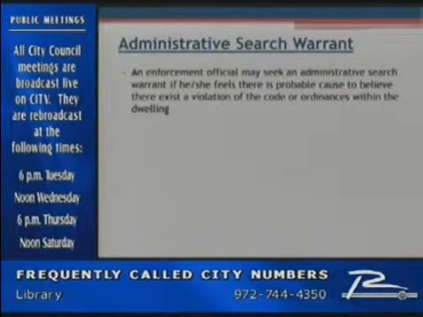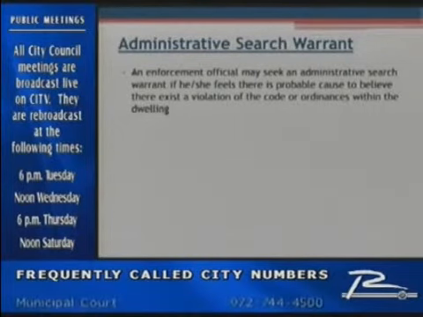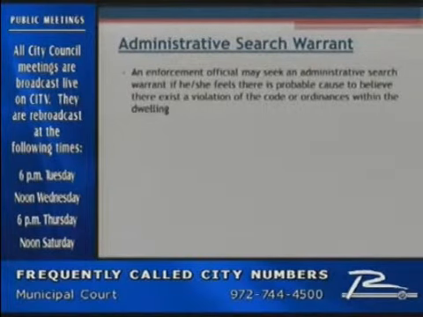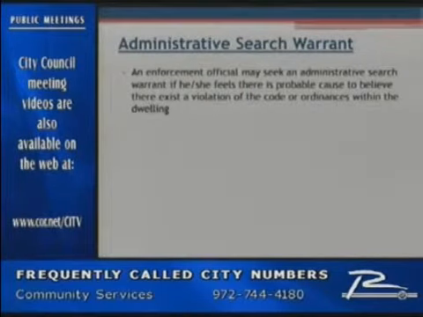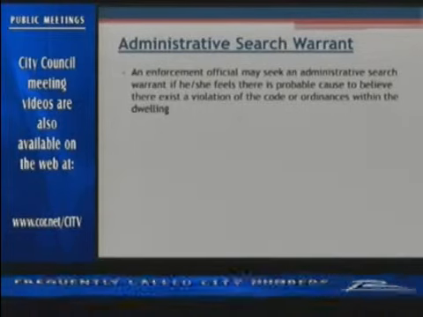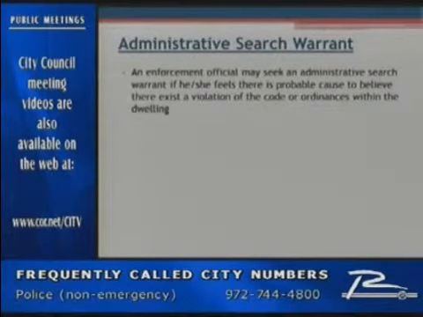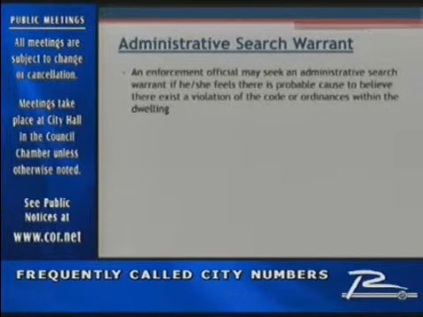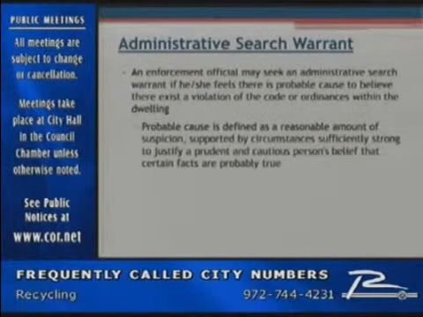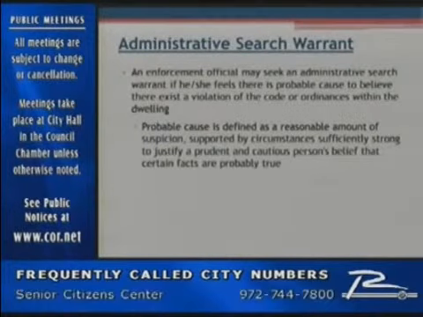So if an enforcement official feels that there is a situation that warrants conducting an inspection via warrant, and a tenant does not consent, he or she can, if they feel that they have probable cause to believe that there does exist a violation of the Code of Ordinances, request a warrant from a magistrate. Our burden of proof is to show that there's probable cause for that warrant.